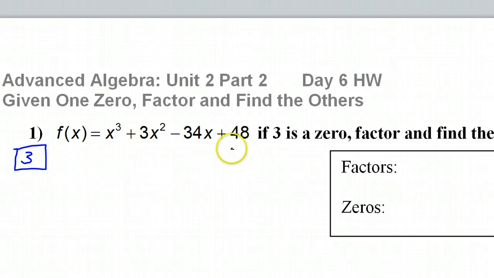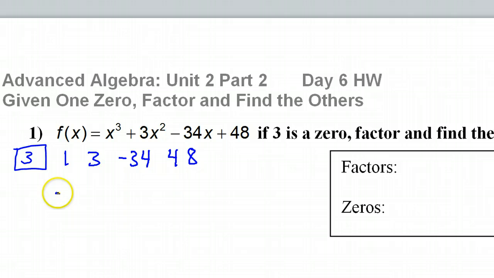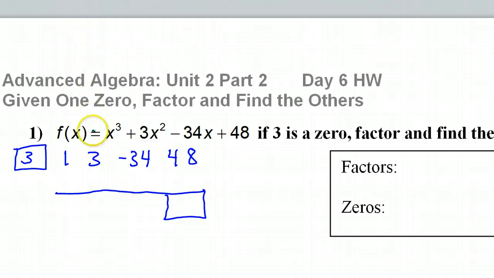Then we put the coefficients. So this is 1, 3, negative 34, and 48. All right, you skip a line, draw a line, put a box. So the way synthetic division works is whatever we get in this box is going to be the remainder. Because this is a zero, the remainder better be 0.